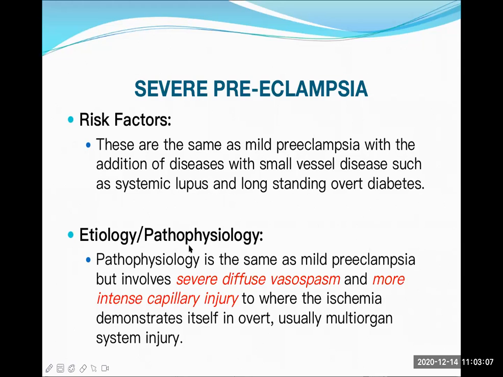Regarding the etiology and pathophysiology, it is again similar to the mild preeclampsia. There is diffuse vasospasm in most parts of the body, especially in the uteroplacental circulation, and that can result in multi-organ dysfunction. One important point I would like to highlight here: though we are talking about this as a part of pregnancy complication, remember, in most other organs in the body there is decreased blood flow occurring in this disorder. The exact mechanism of how this occurs is still not known.